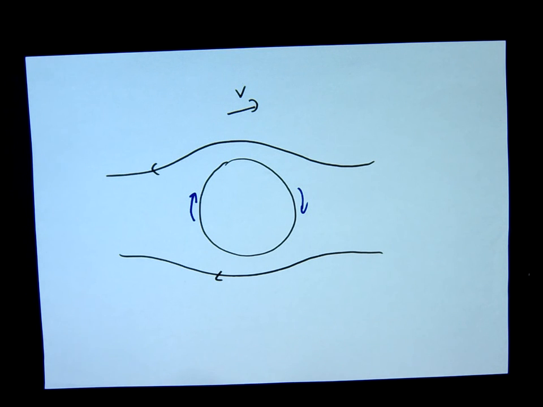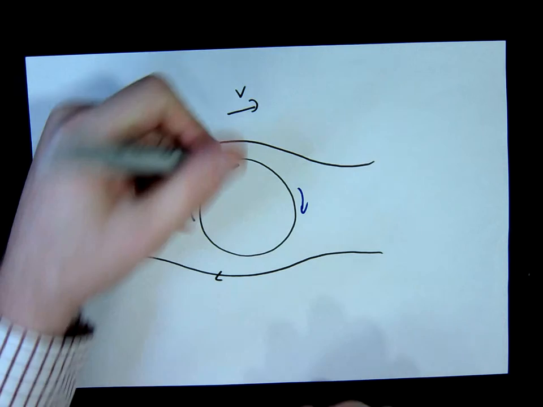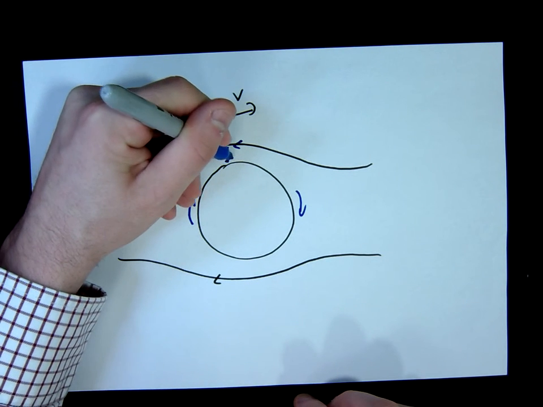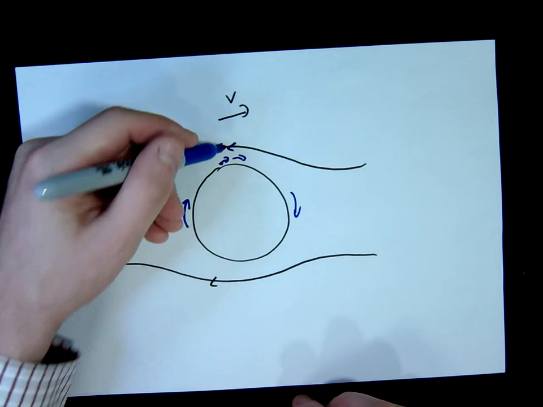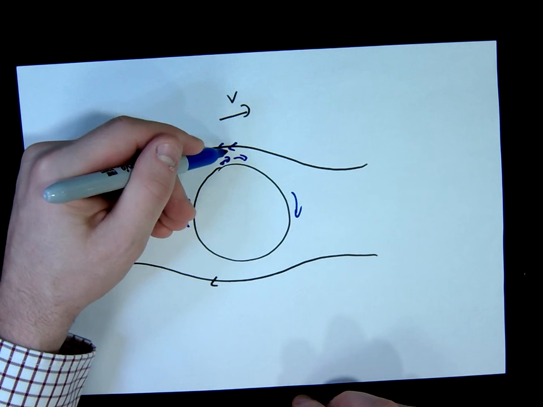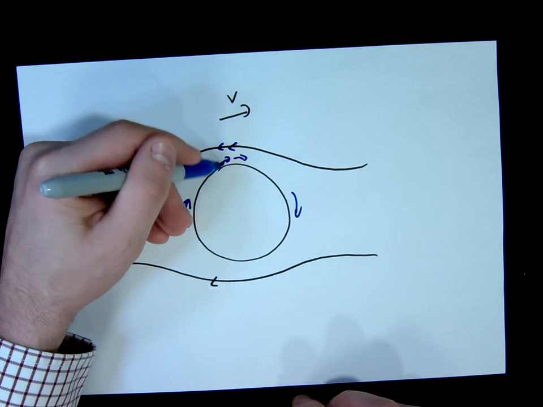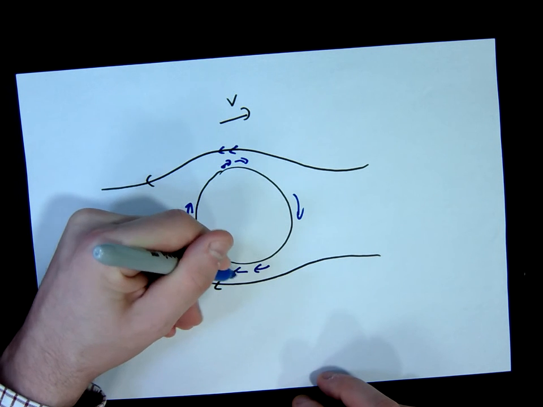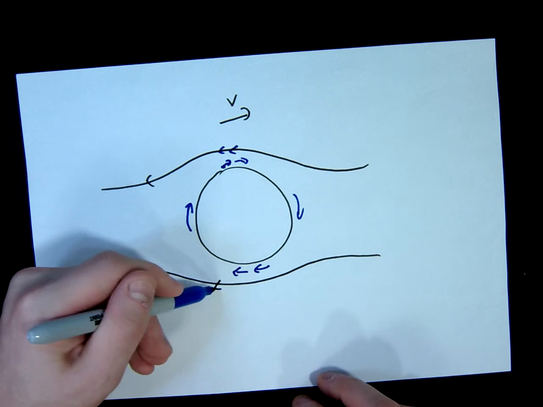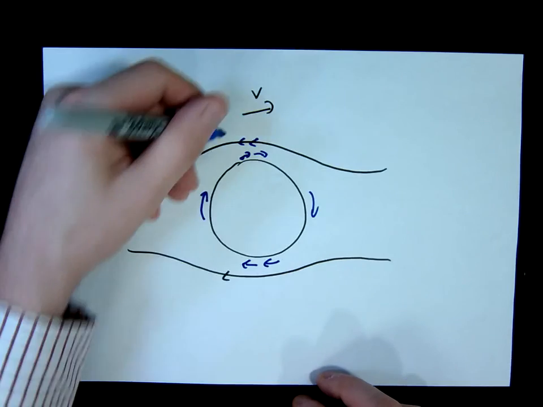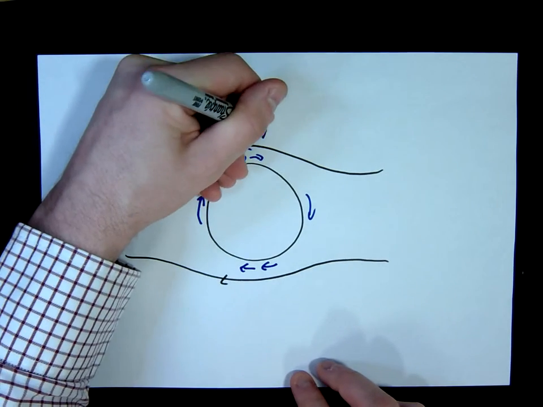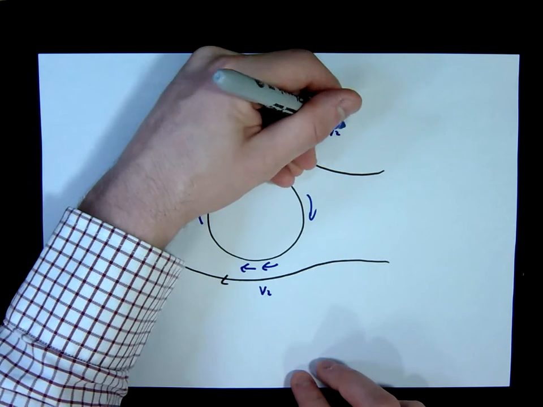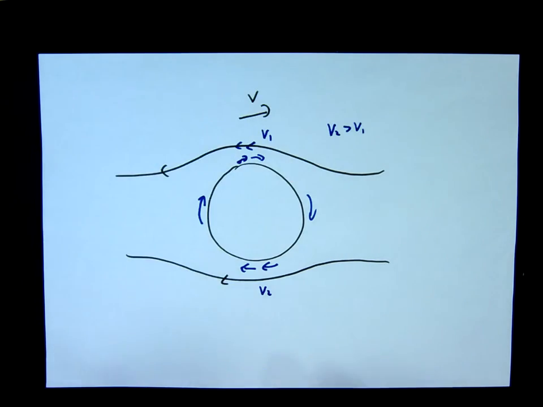Something interesting happens here. As the air currents go this way, the ball is actually going the opposite direction, and so here the air currents are going to slow down a bit. But here, the ball is moving in the same direction as the air currents, so it'll actually speed up. If I call the air current here V1 and the air current here V2, it turns out that V2 will actually be greater than V1.